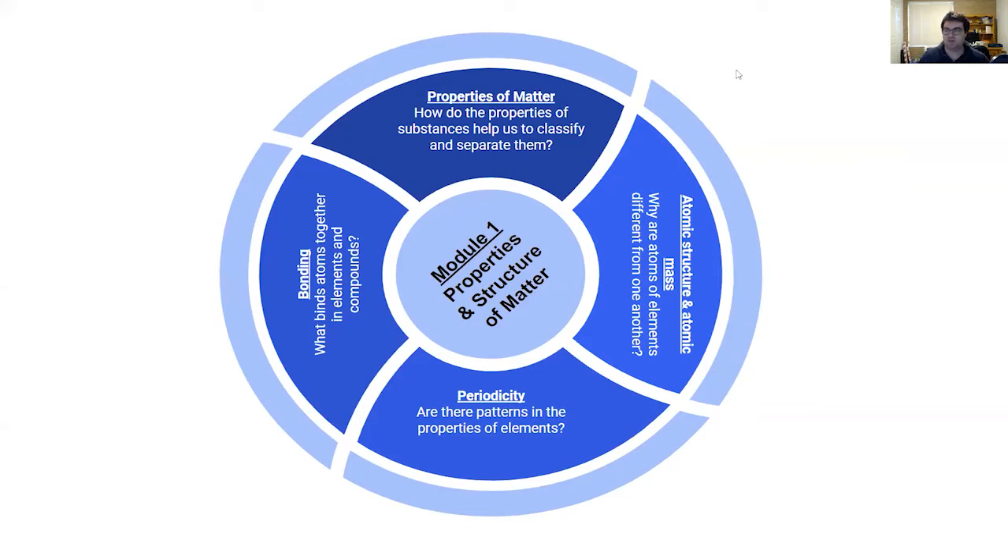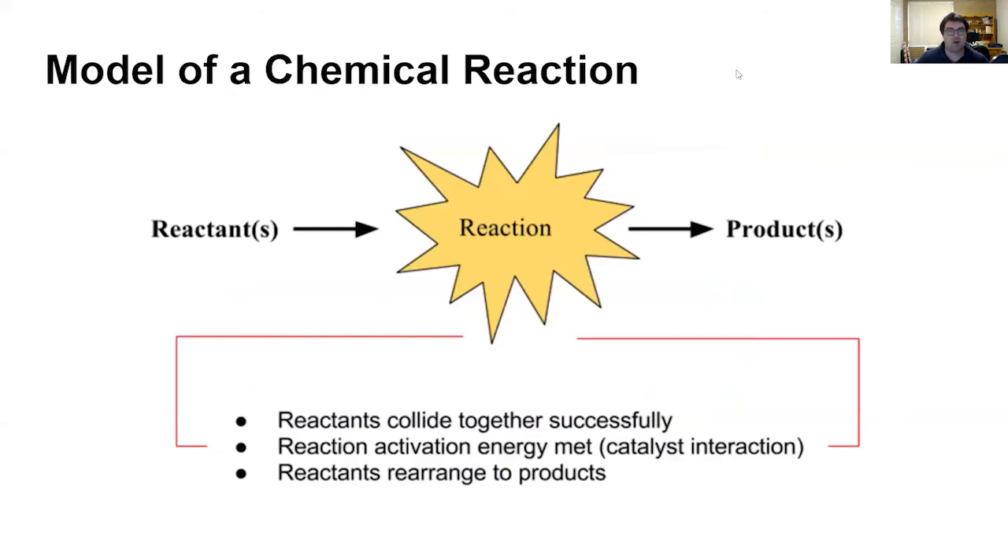Just getting ourselves started, I'm going to remind you of the model we're using for a chemical reaction. In this model, our reactants, our starting materials, the particles that make up those materials, need to collide together successfully. The bonds that hold them together have to break and rearrange to form the new bonds in the product material. So the bonds that are holding together materials are super important.